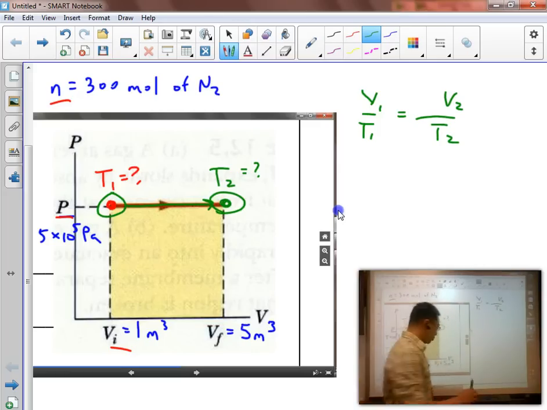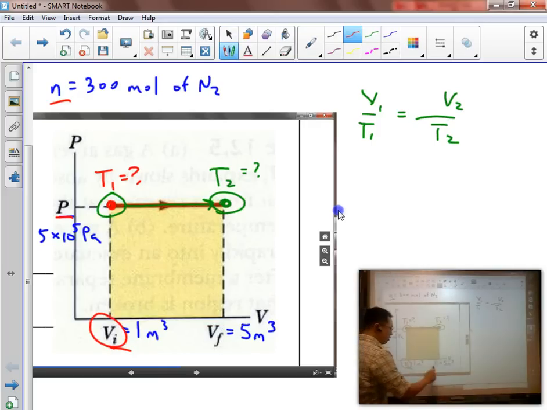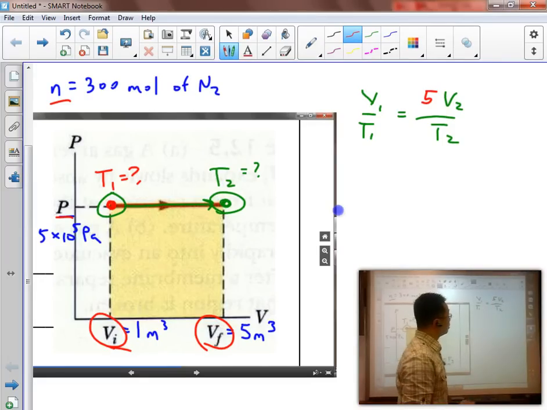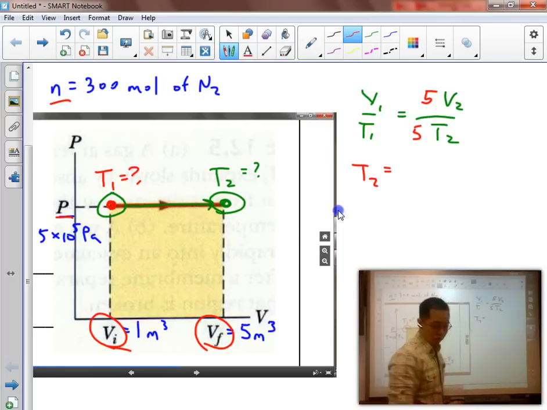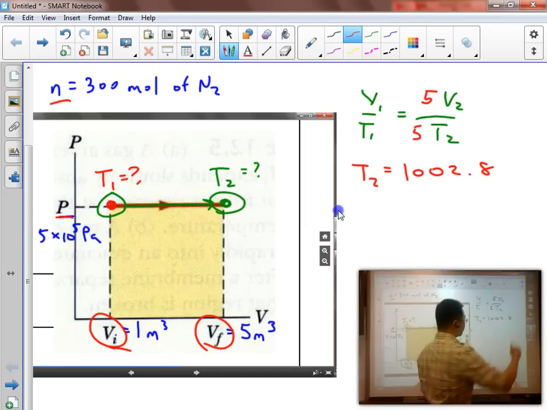And remember, in this type of multiplier question, all the multipliers need to cancel out. So as it went from V1 to V2, the volume increased by 5 times. So if the volume increased by 5 times, that means the temperature must increase by 5 times as well. So if the initial temperature was 200.56, then the new temperature will end up being 200.56 times 5, or 1002.8 Kelvin.